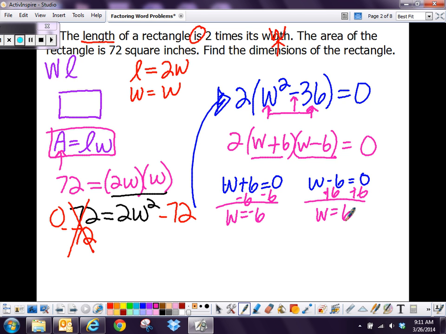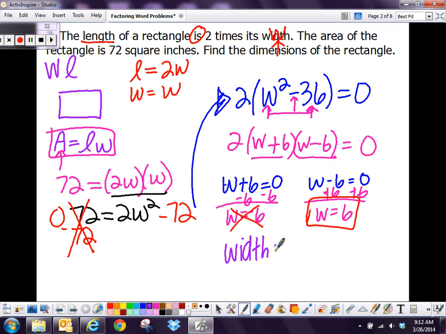Now we have to think about what this problem is actually asking us, because both of these answers might not even make sense in this problem. Okay, so I have to think. I'm talking about measurements, which means I don't want the negative answer. I want the positive answer. Yes, both of these are still solutions, but both of these do not work for our example here. Okay, so I'm going to say that my width is 6.